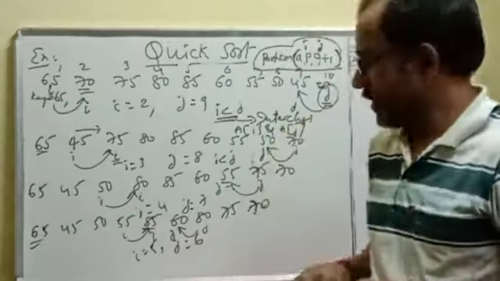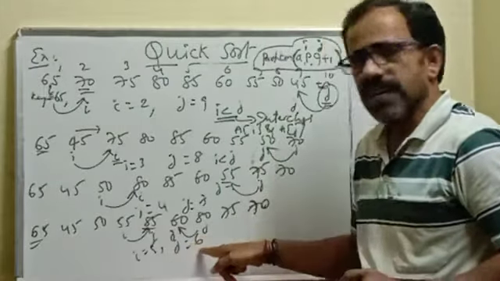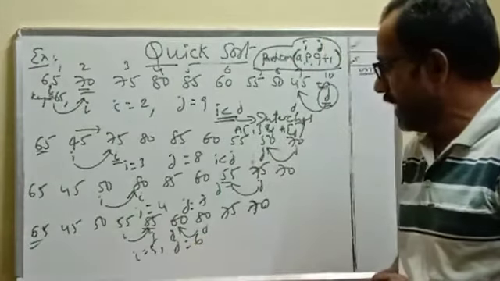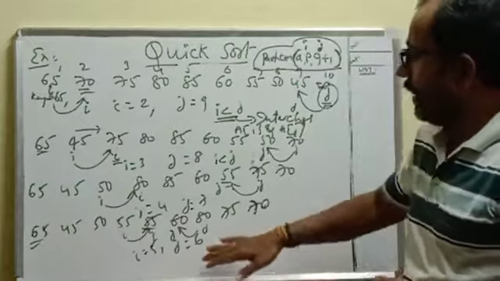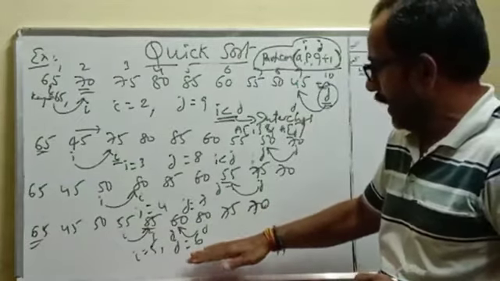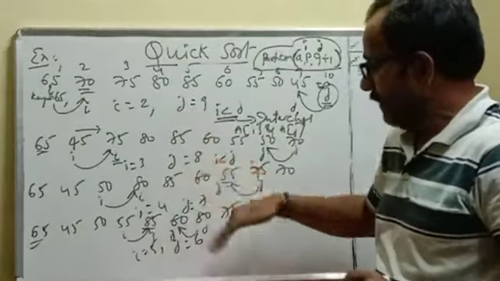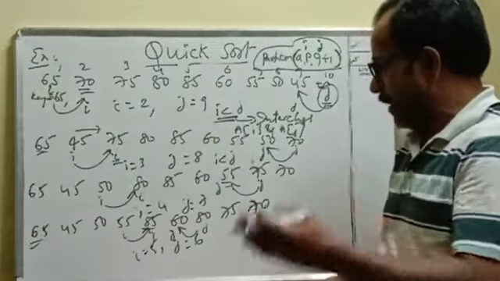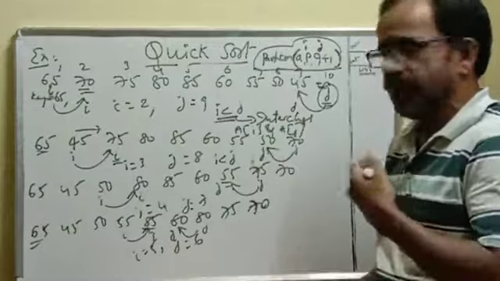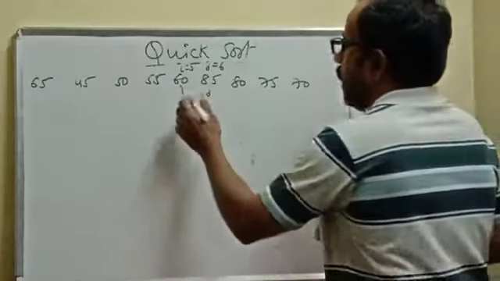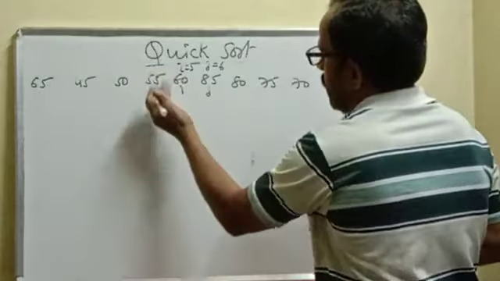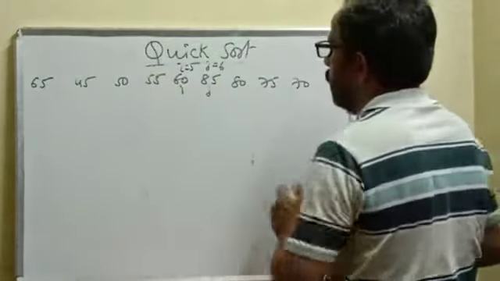Now i is less than j. If i is less than j, then immediately interchange A of i and A of j. Now perform interchange between A of i and A of j. Now I am going to rewrite the resultant array. After that, I will explain what will happen if you increment i and if you decrement j. After interchanging A of i and A of j, we get 60 at the ith location and 85 at the jth location.